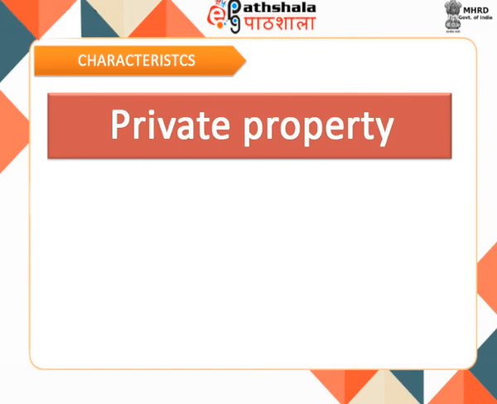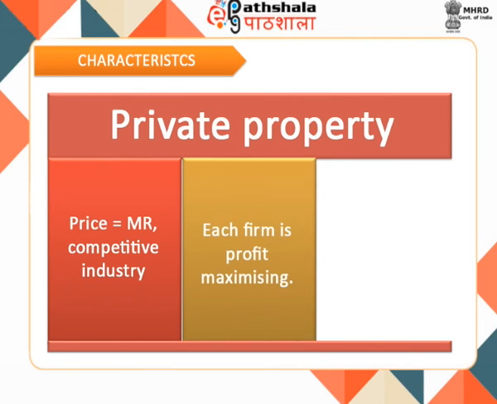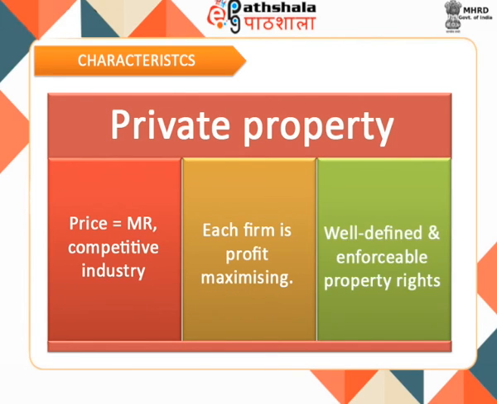The private property fishery has the following three characteristics. There is a large number of fishing firms, each behaving as a price taker and so regarding price as being equal to marginal revenue. It is for this reason that the industry is often described as being competitive. Each firm is profit or wealth maximizing. There is a particular structure of well defined and enforceable property rights to the fishery such that owners can control access to the fishery and appropriate any rents that it is capable of delivering.